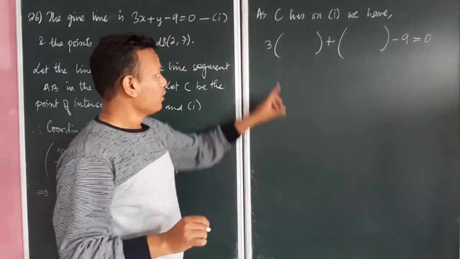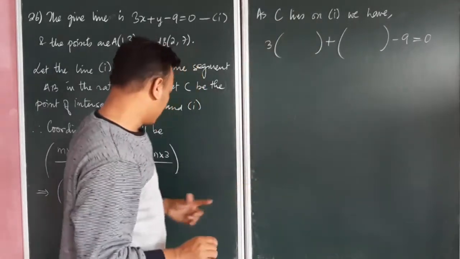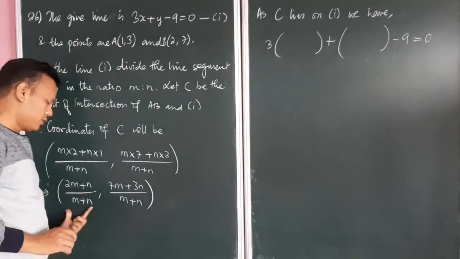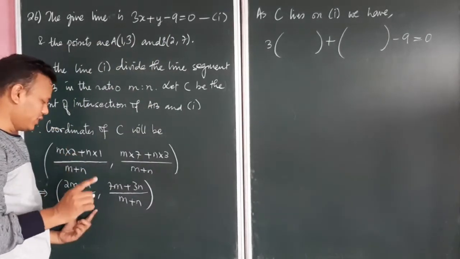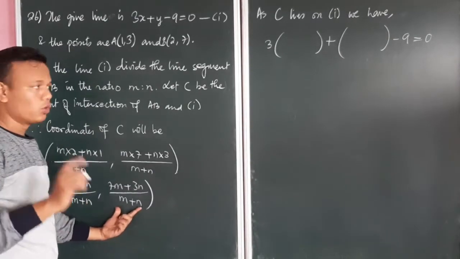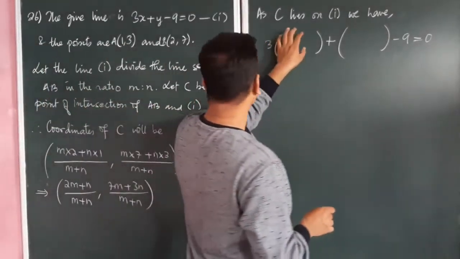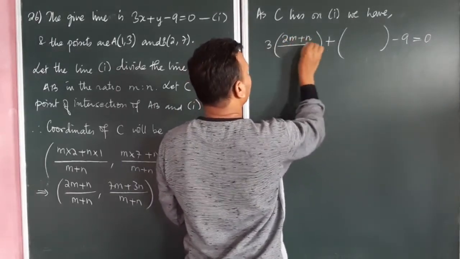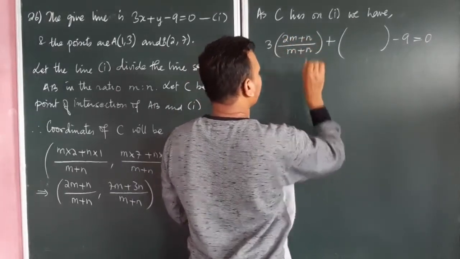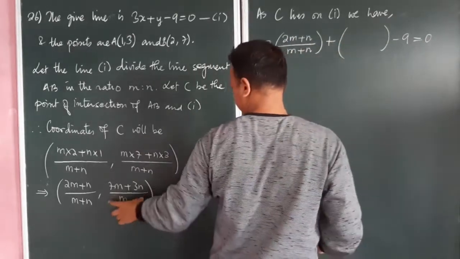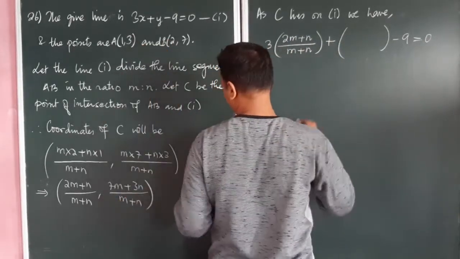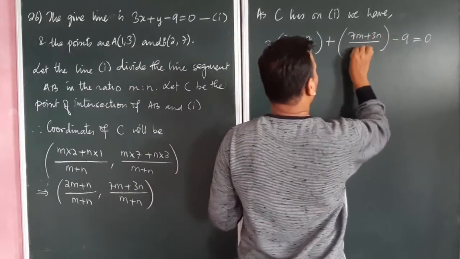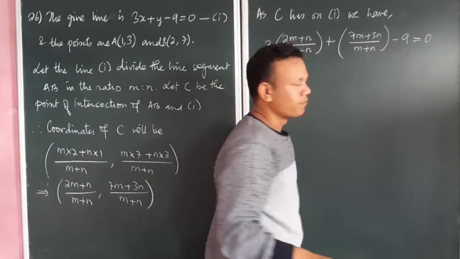Okay, as C lies on line 1, that means this coordinate lies on this. So as I said, this can be substituted in the place of x and this can be substituted in the place of y. So that's why we have 3x, and how much is x? x is (2m plus n) whole divided by (m plus n), plus here what should we write? We have to write y, and how much is y? y is (7m plus 3n) by (m plus n), isn't it?